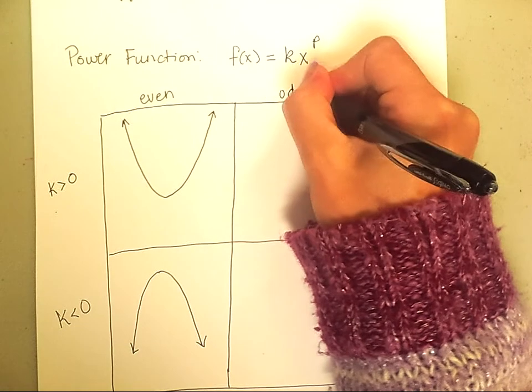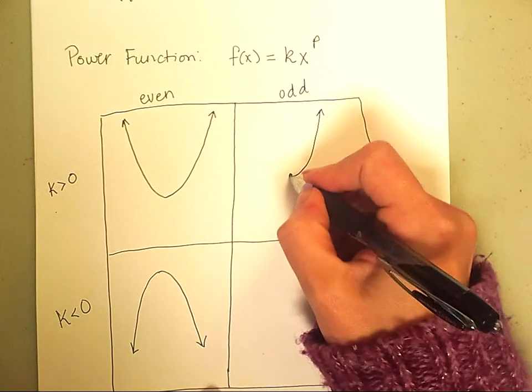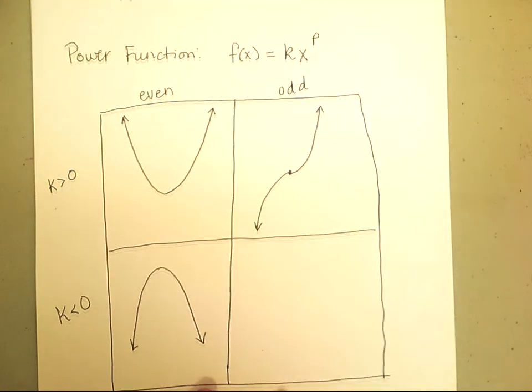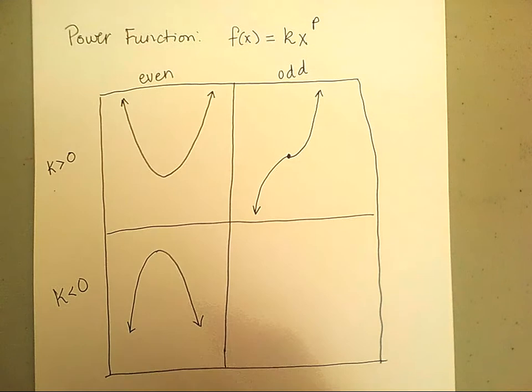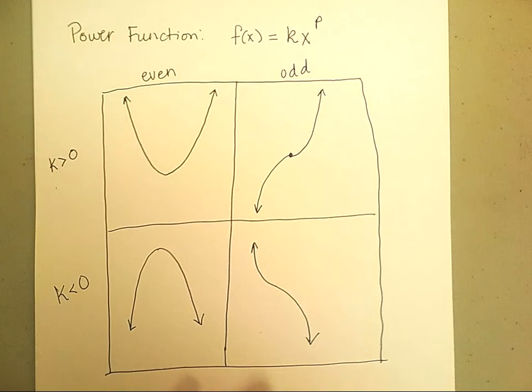On the other hand, our power could be odd, and if the constant is positive, it'll have this sort of a shape. And if the constant is negative, it will flip like so.